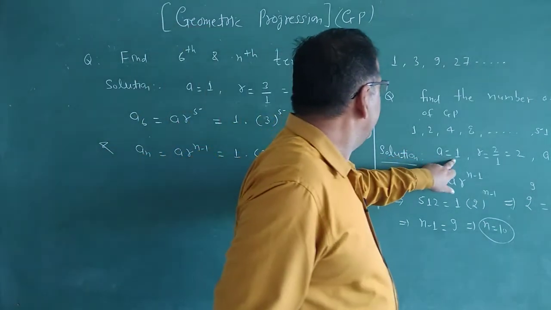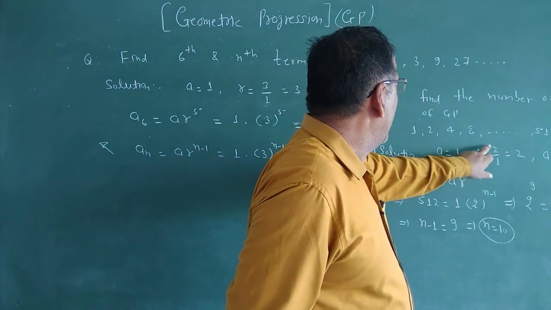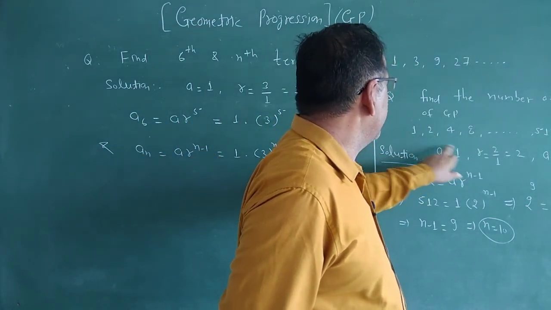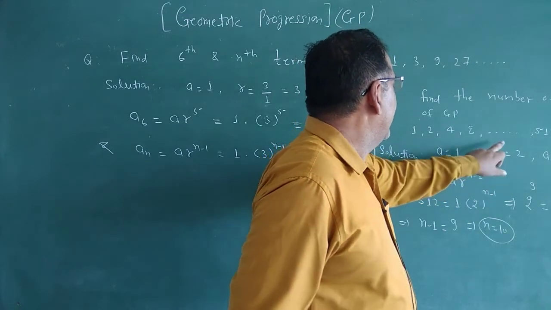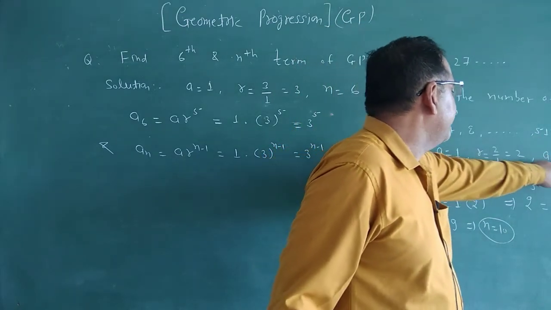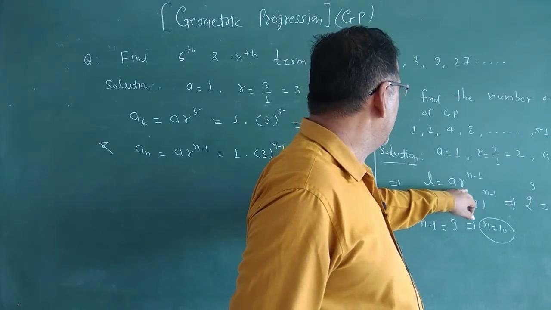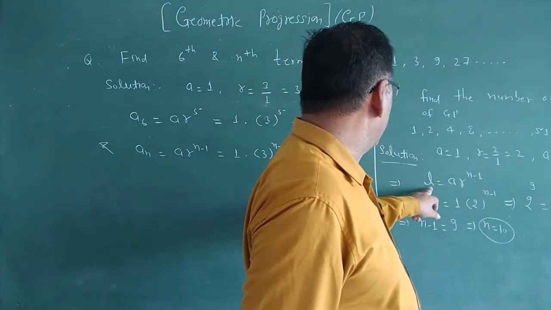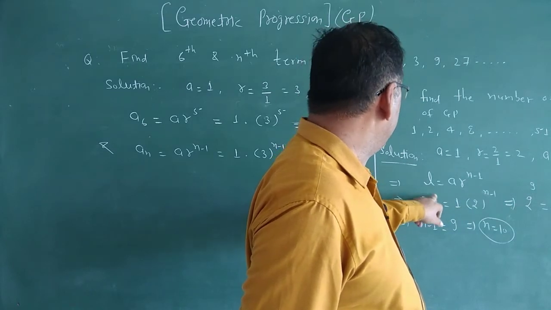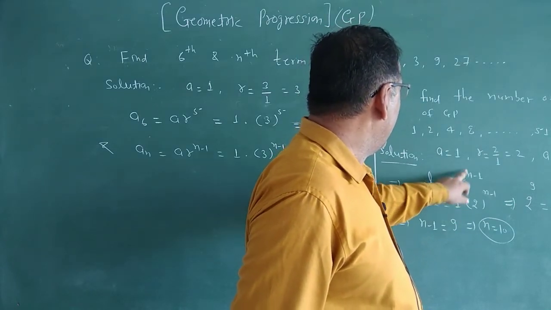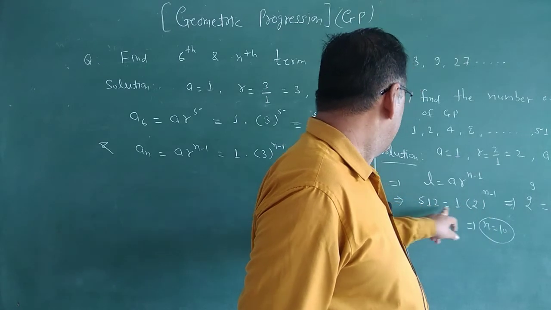Here first term is 1, common ratio, how can we find? Second term upon first term, 2 upon 1 equal to 2. Last term or AN is 512. Apply the formula L equal to A into R to the power n minus 1. Put the values. L equal to 512, A means 1, R means 2, to the power n minus 1.